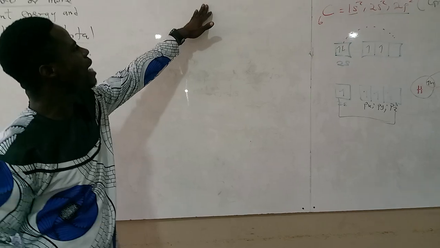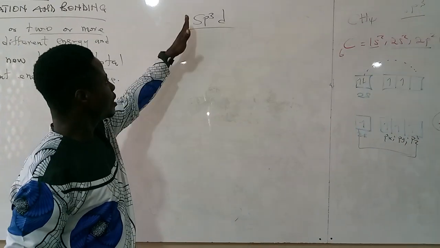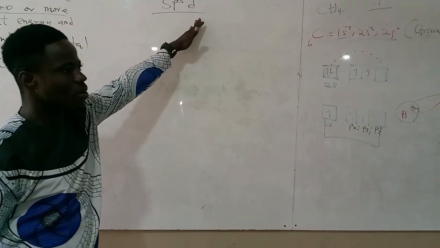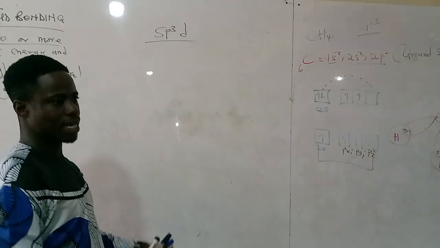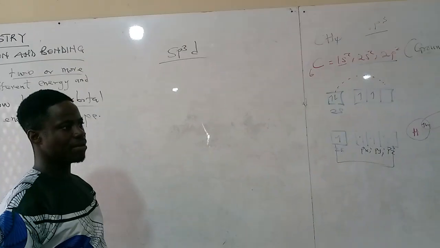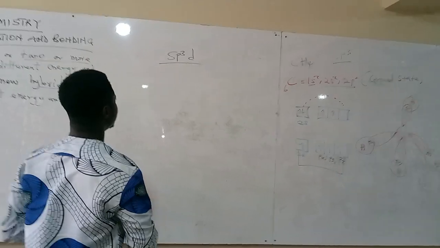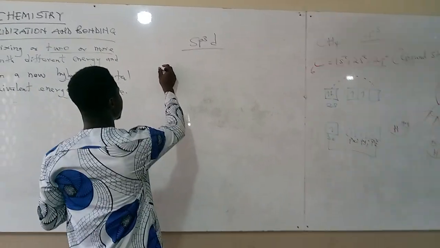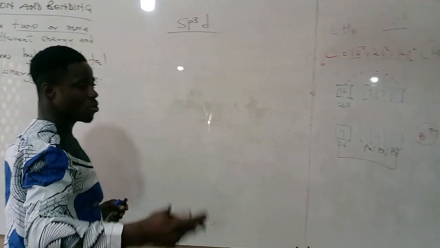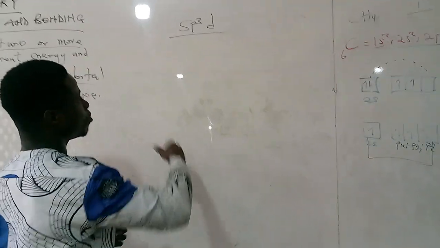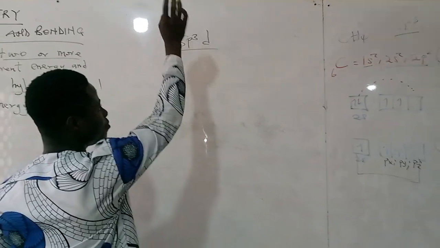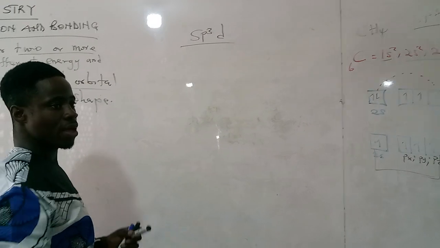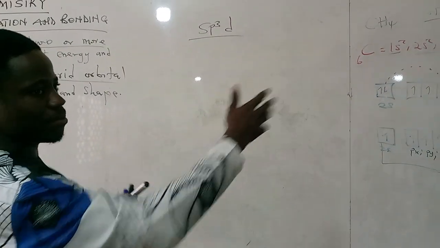So in this case, how many hybrid orbitals are going to form? This is 1 plus 3 plus 1, so we are going to form 5 hybrid orbitals. I'm not going to go through all the steps I did, but what you have to understand is that when you mix the s with 3p with d, you form 5 hybrid orbitals.